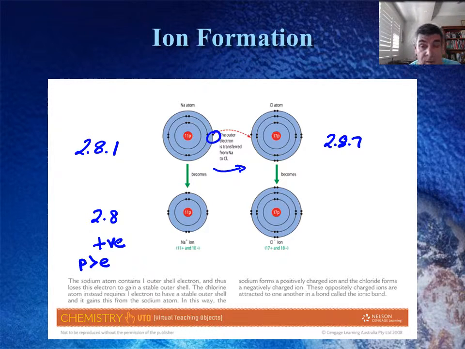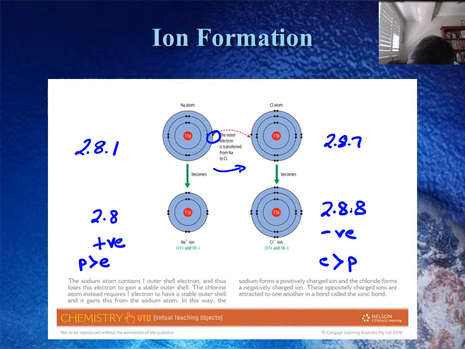For the chlorine, the reverse has happened. An extra electron means that it now has a configuration of 2, 8, 8. As a consequence, it has a negative charge, and this is because the number of electrons is greater than the number of protons. So the extra electron has come in, and we now have 18 electrons and only 17 protons, which gives it a negative charge. And for the sodium, we have 10 electrons and 11 protons, and hence we have a positive charge.